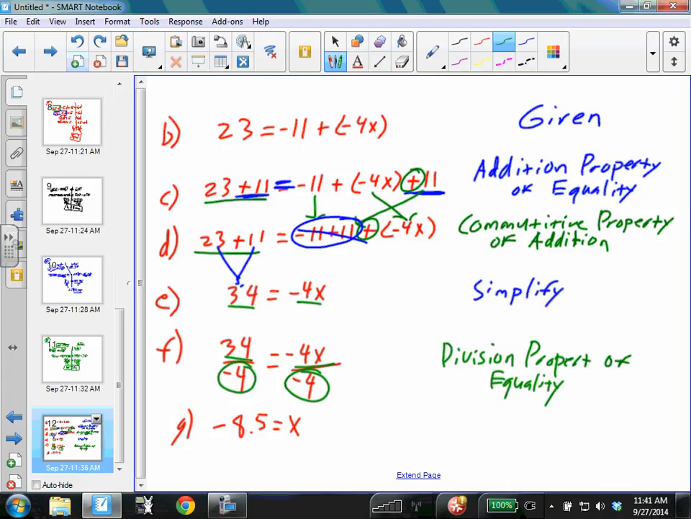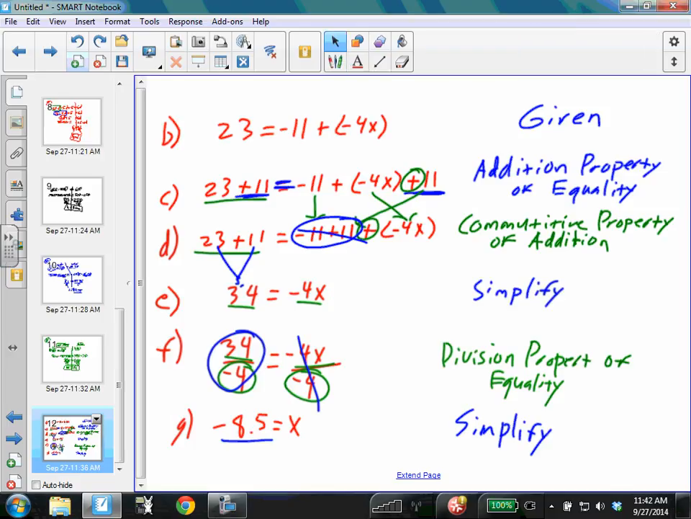So all that means is that if you divide by the same number on both sides of the equal sign, then the equation stays balanced, and so it's equal still. So it's the division property of equality. And now all they did is, to get to the next step, they actually just worked this problem out, right? The 34 divided by negative 4 does give you negative 8.5. And on the right-hand side, they canceled the 4s. So once again, they just did some simplification. So I'm going to say, to get from F to G, you just simplify.